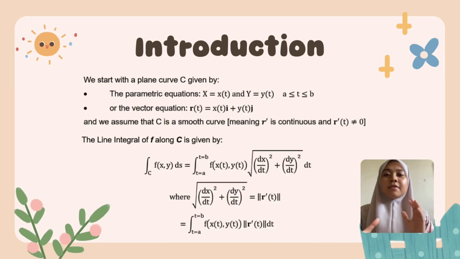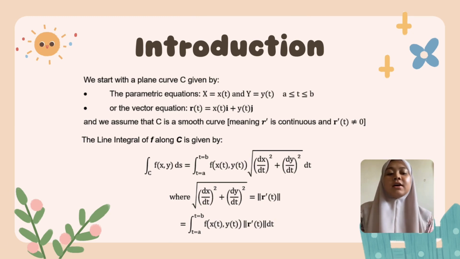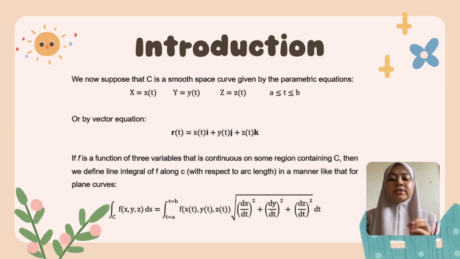The line integral for a function of two variables, which is x and y, along a curve c is given as the integral of f(x,y) multiplied with ds, where basically ds is the differential arc length along the curve c. And the formula for ds is the square root of (dx/dt) squared plus (dy/dt) squared, ranging from a to b. Next, we move to the line integral for a function of three variables, which is x, y, and z, along a curve c, given as the integral of f(x,y,z) multiplied with ds.